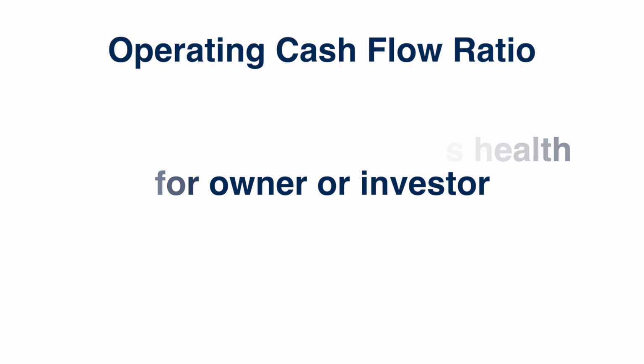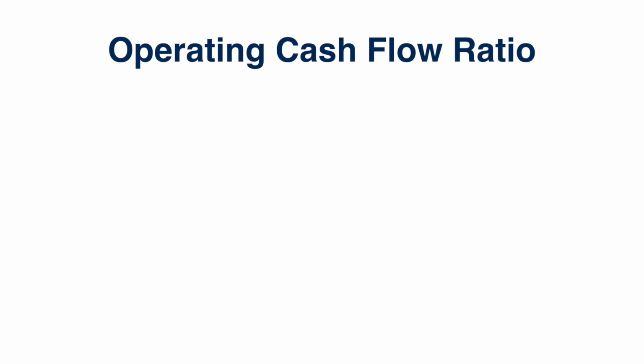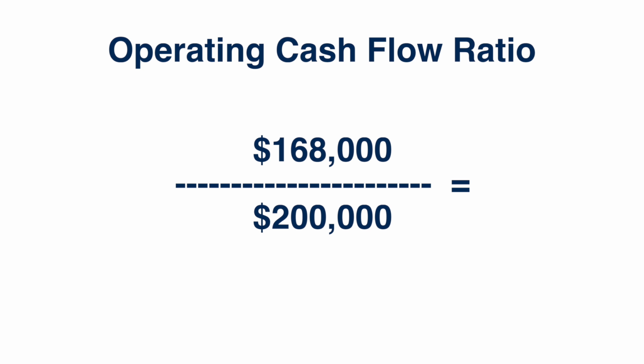To determine the operating cash flow ratio, we'll take operating cash flow ratio equals net cash flow from operations divided by current liabilities. Using our example, the net cash flow from operations is again $168,000, and our current liabilities come from our balance sheet, which totals $200,000, which results in 0.84. A ratio of less than 1 means this business is experiencing a cash crisis.